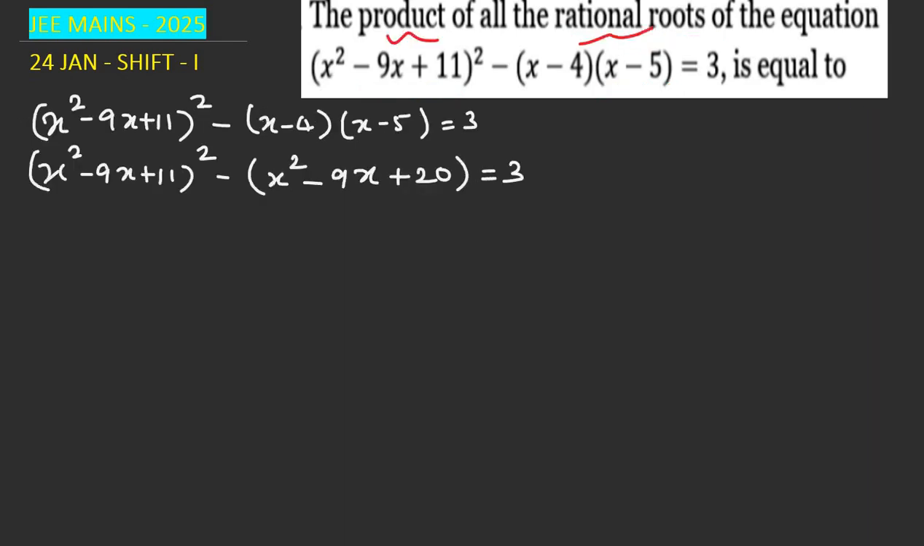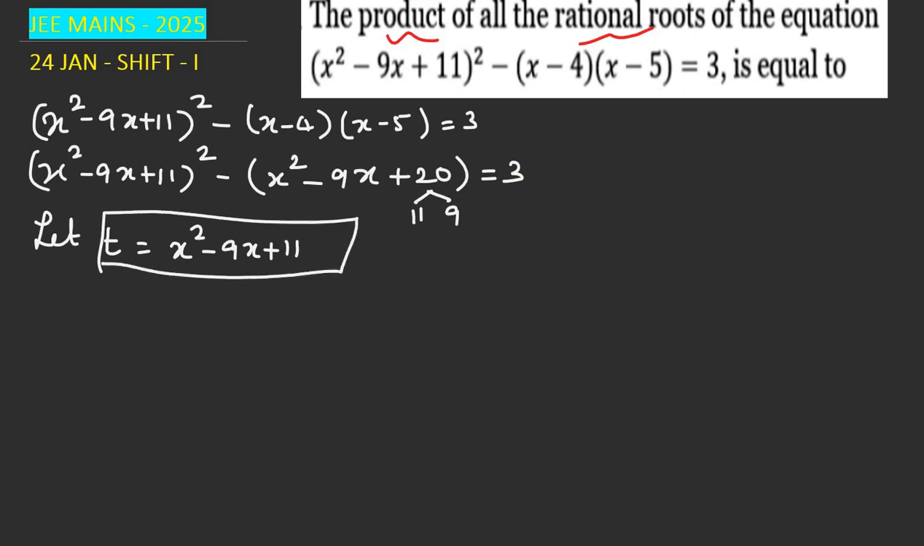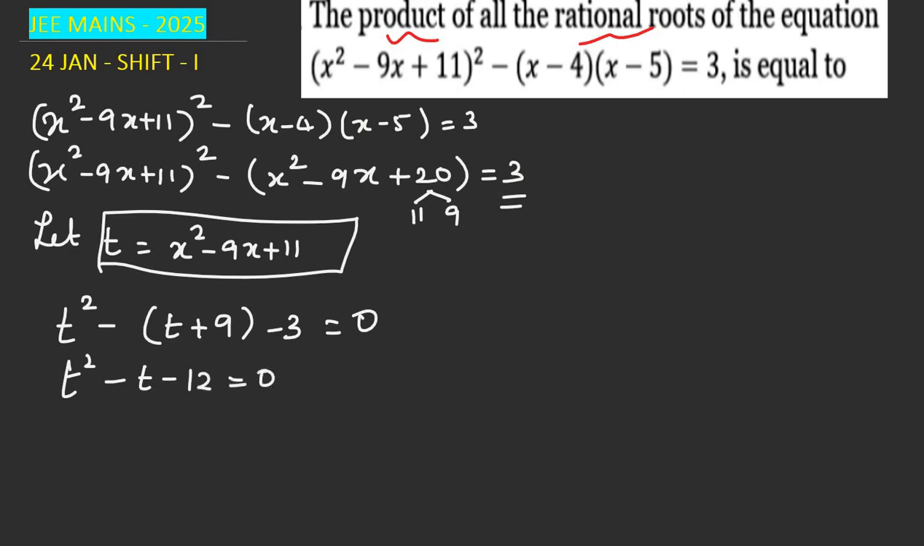Let me see here, this 20 can be split as 11 and 9. Therefore, I can write the given equation as x squared minus 9x plus 11. Let t be equal to x squared minus 9x plus 11. Now substituting this value in the given equation, we get t squared minus (t plus 9) minus 3 is equal to 0. Now the equation is t square minus t minus 9 minus 3, which is minus 12, is equal to 0.